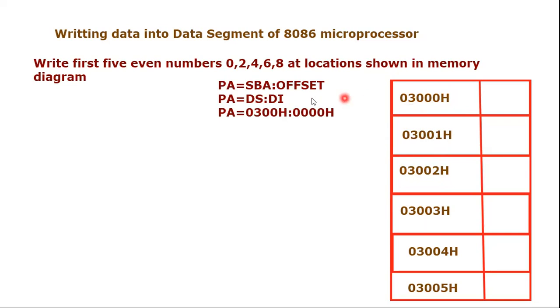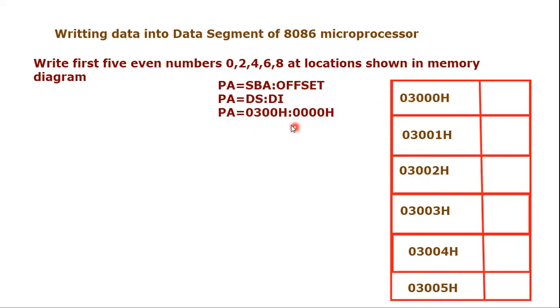Every physical address is a composition of segment base address, colon, offset. Since we are talking about the data segment, the segment base address will come from the data segment register, and the offset will come from a base, an index, or some displacement. In this example we take the destination index, DI, because memory is going to be our destination operand. If DS is equal to 0300 and DI is equal to 4 times 0, this will make the physical address.